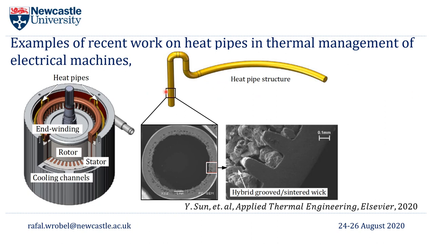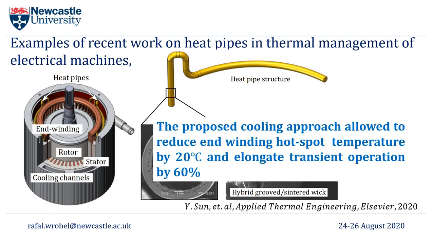This is a single heat pipe. There are a few of them introduced in the end. Basically, heat is generated in the end winding, and then the heat pipe transports that generated heat into the water-cooled housing. On the slide just on the right, we have a cross-section through the heat pipe that's been used here. Again, copper water, but interestingly, this is a hybrid sintered wick with grooves to provide better heat transport.